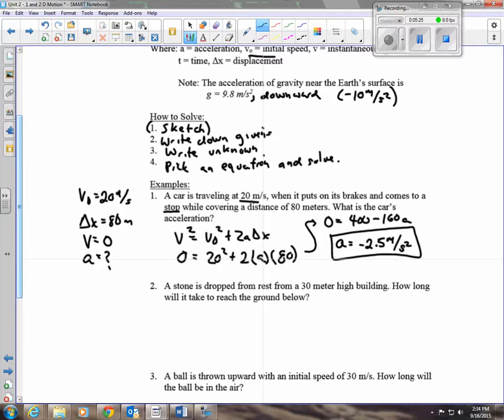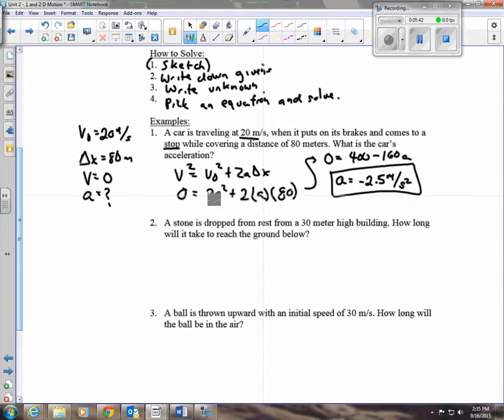And what does that negative mean? We kind of get in the habit of saying that when something's slowing down, the acceleration is negative. It's actually more about direction. This car is moving one way, and the acceleration, the push on it, is the other way, and that's going to make it slow down.